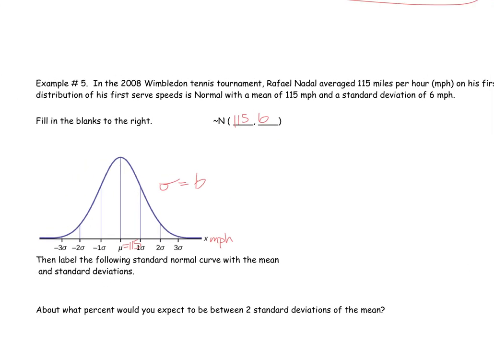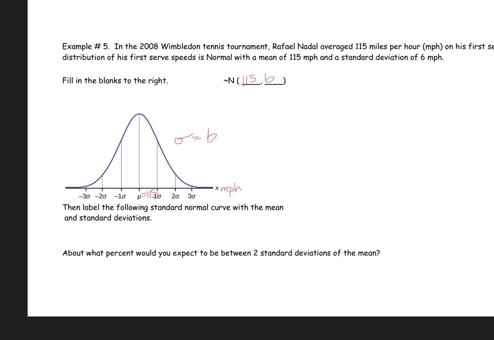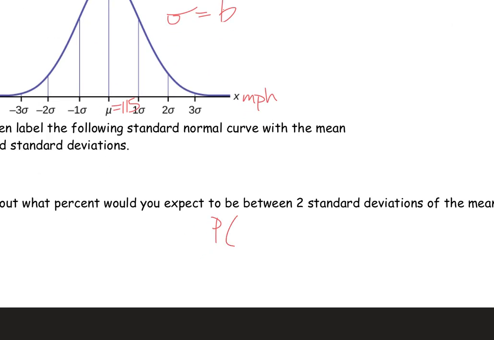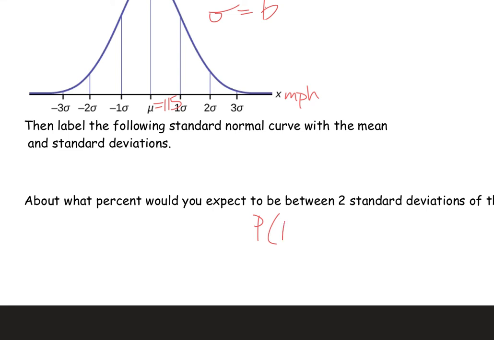All right, so our goal here is to figure out about what percent you would expect to be within two standard deviations of the mean. So we're looking from above and below. Essentially we want to find the proportion of serves between 103, our lower bound, and 127, our upper bound. And that should be two standard deviations below and above the mean.